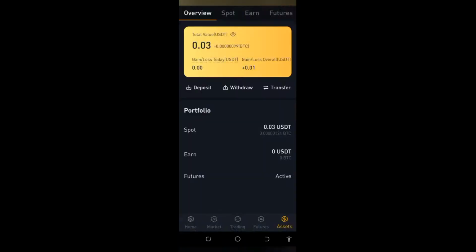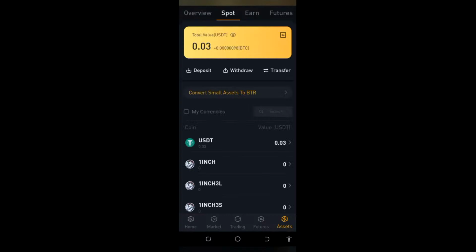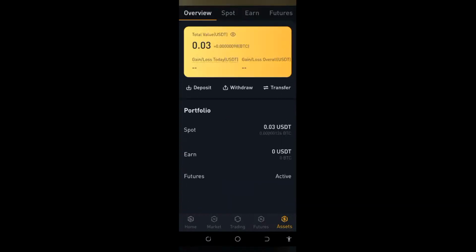All right, I'm already in buy true and it hasn't arrived yet. So let me just refresh. As you can see here, I've got 0.03 USDT. That's a really, really tiny amount of money. So let's see how this goes. And spot is just 3 cents. Okay, and then nothing else. So let's keep our fingers crossed.